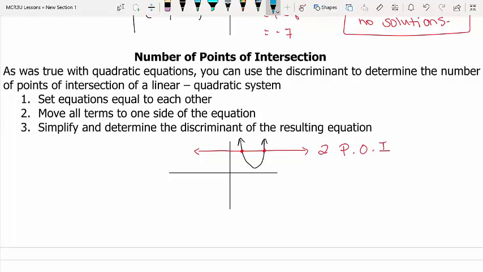A situation where there is only 1 point of intersection would be when they intersect at the vertex of the quadratic. So in this situation, that is the only point of intersection. And finally, an example where there would be no points of intersection could be like this. If you have the quadratic and then the linear relation is somewhere down here, those two relations will never intersect.